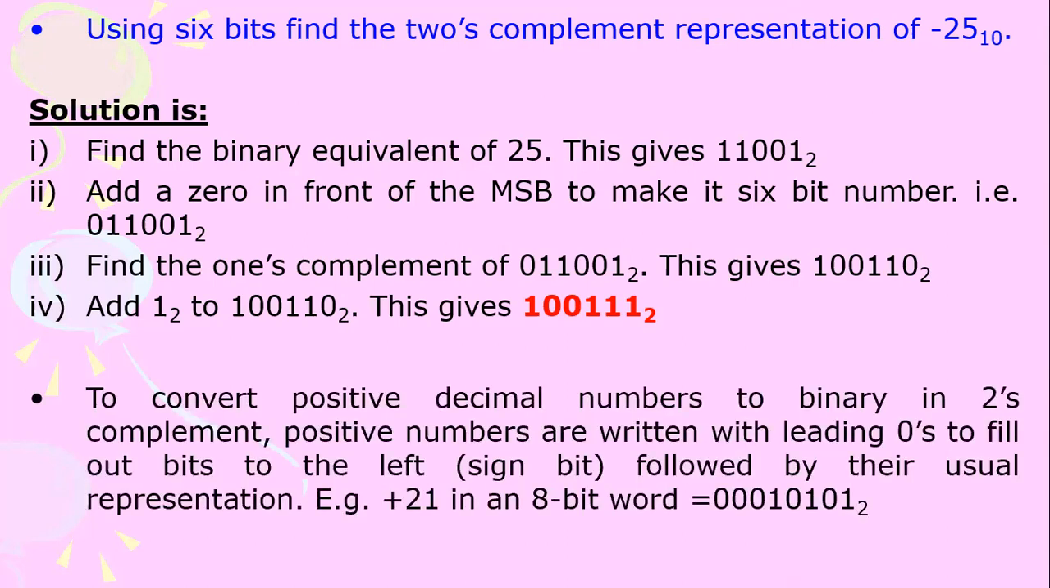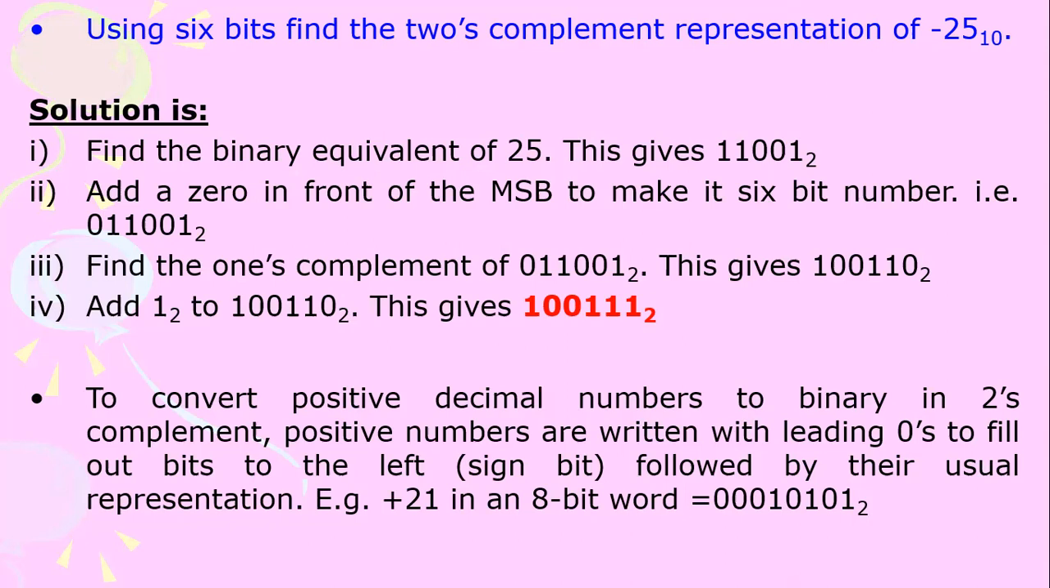So, to convert positive decimal numbers to binary in 2's complement, positive numbers are written with leading zeros to fill out the bits to the left. That is the sign bit, followed by their usual representation.